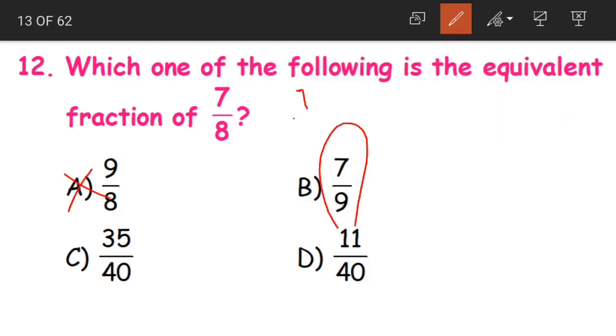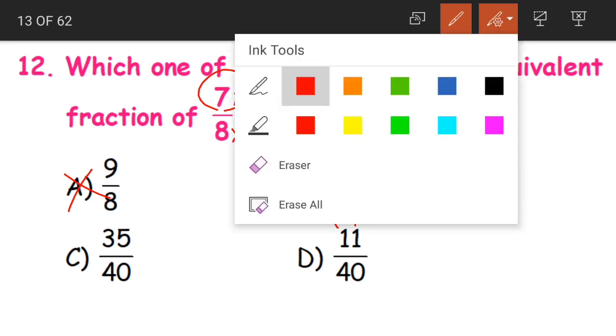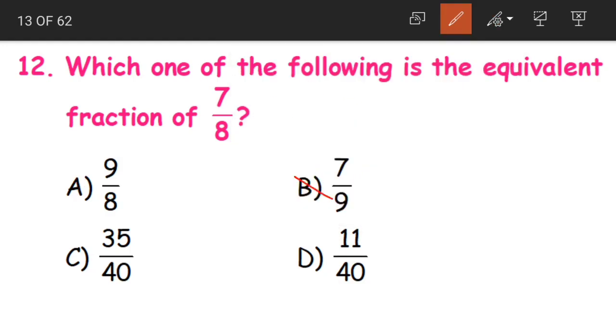Coming to option B, 7 by 9. Again the numerator here is the same. The numerator is multiplied by 1, so the denominator should also have been multiplied by 1, but it has not been multiplied by 1. So option B is also not our equivalent fraction.